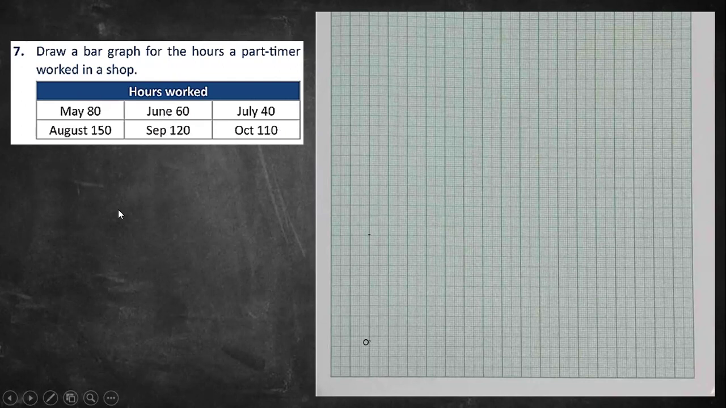What is the first step? First step is to draw axis. Yes, x-axis, y-axis. Very good. Now on x-axis, what are we going to take? We are going to take these months. Right? May, June, July, August, September, October.